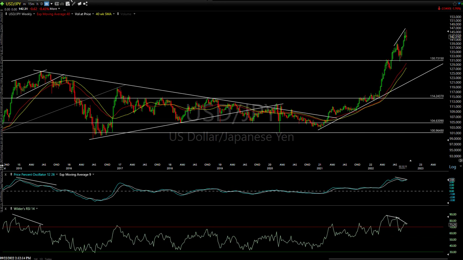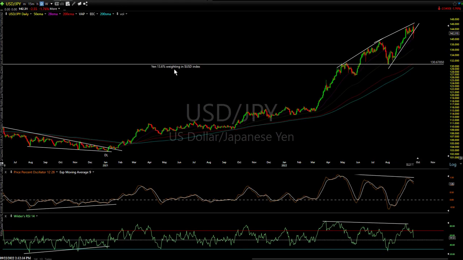And here's the yen. Again, second largest component. Now it's only 13.6, but everything else starts to go down. Then you have the pound sterling next, which I'll get to, and then we'll move on. There's a longer term trend line ahead on the weekly. So this is where, quite likely, the yen's headed.